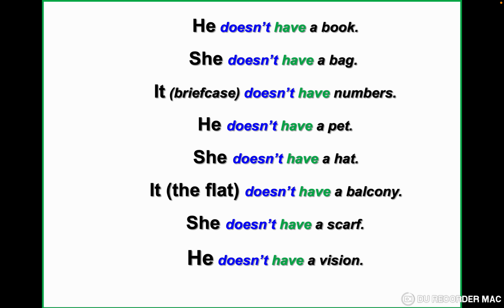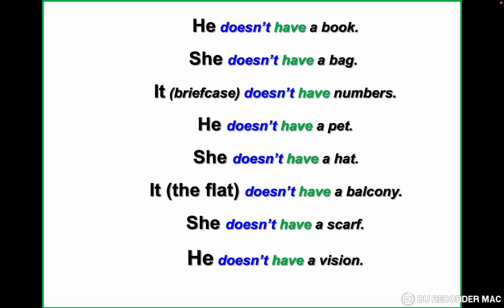He doesn't have a pet. Pet is an animal. So animals that live with people, we call them pet or pets. He doesn't have a pet. So a pet can be a dog, a cat, a fish, a bird. She doesn't have a hat. It, the flat, the apartment, the house, the home, doesn't have a balcony. She doesn't have a scarf. She doesn't have a vision, or he doesn't have a vision. So try to repeat them.